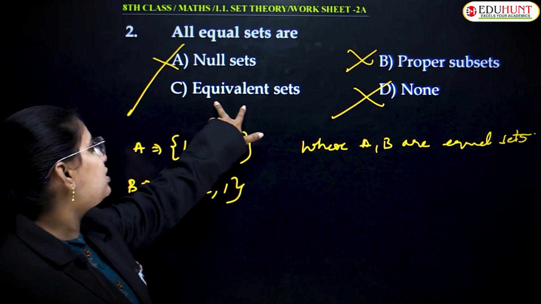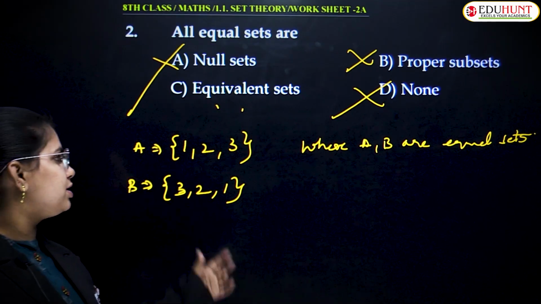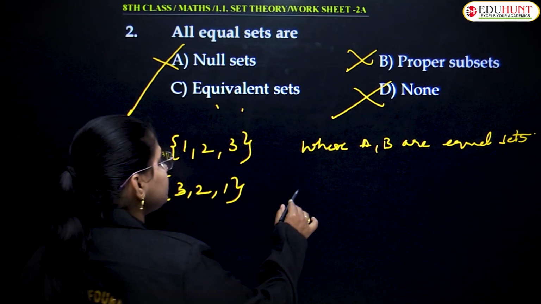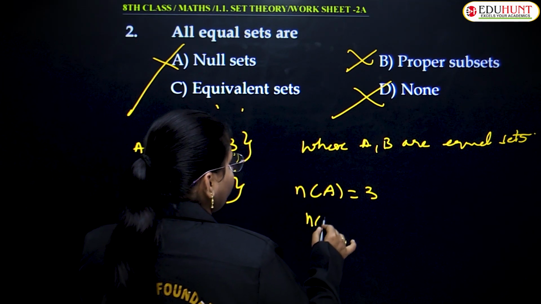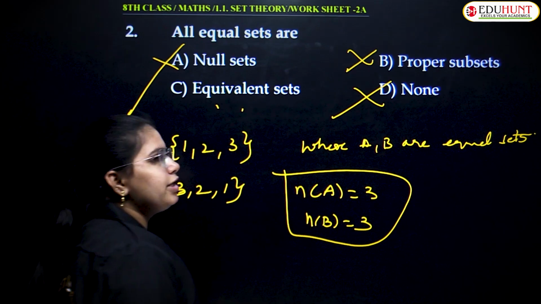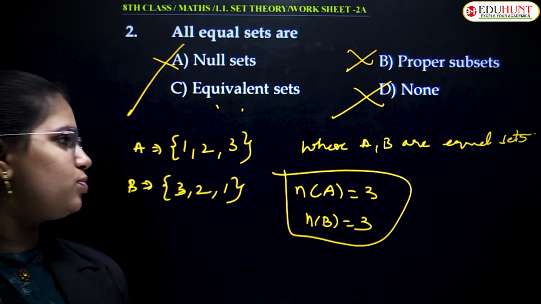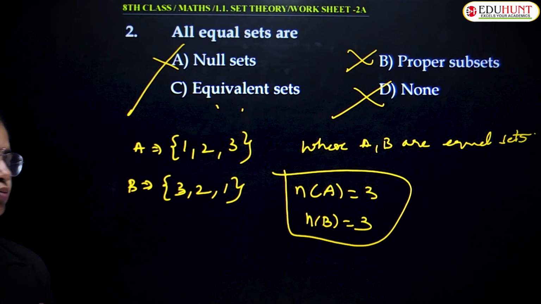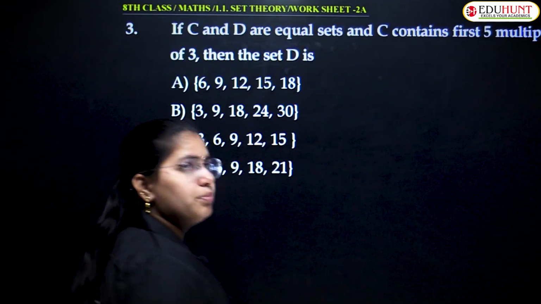So equivalent sets are those sets, right? All equal sets are equivalent sets because n of A is equal to 3, the cardinality of the first set, and n of B is also equal to 3. So the cardinality of the first set is equal to the cardinality of the second set. That means both are equivalent sets. Option B will be your correct answer. Okay. Next, go to question number 3.